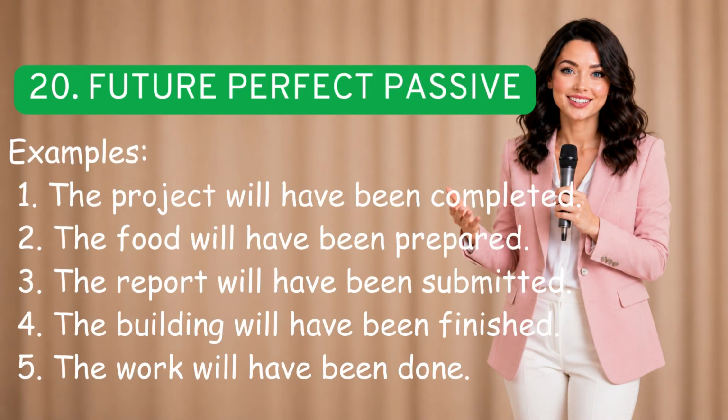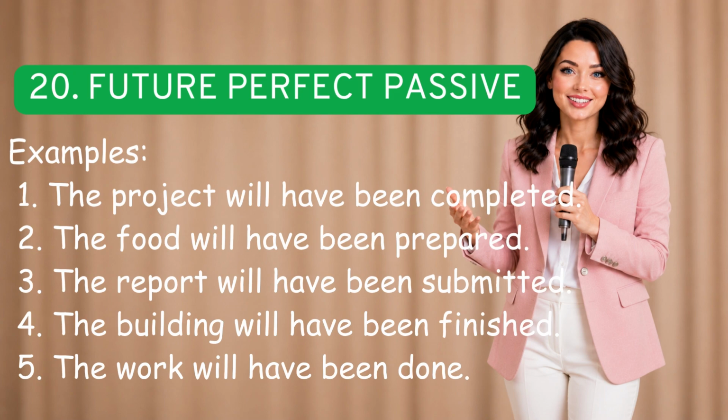20. Future perfect passive examples. 1. The project will have been completed. 2. The food will have been prepared. 3. The report will have been submitted. 4. The building will have been finished. 5. The work will have been done.